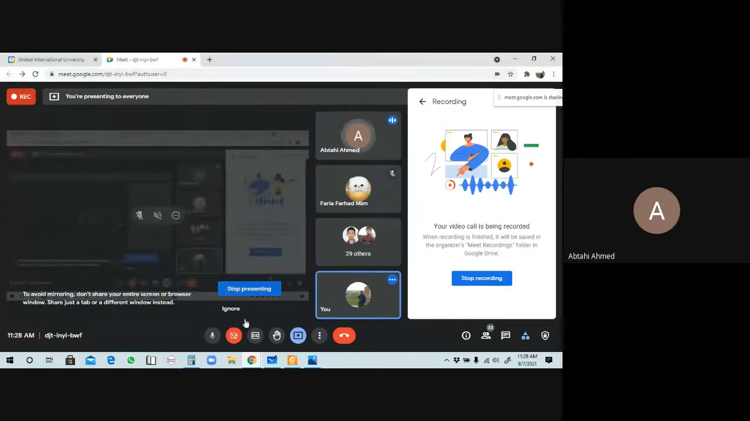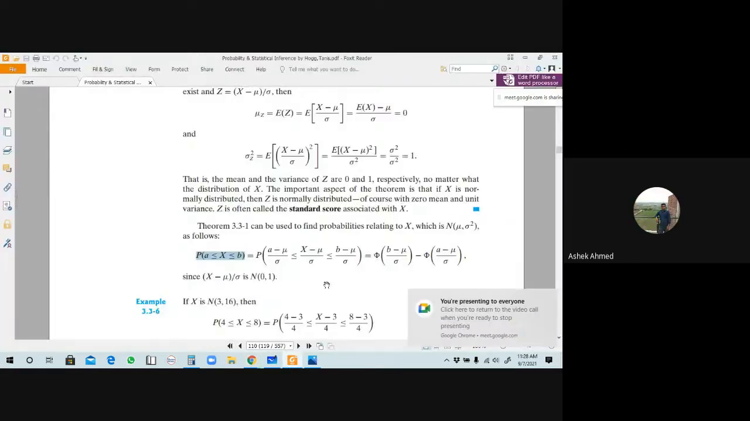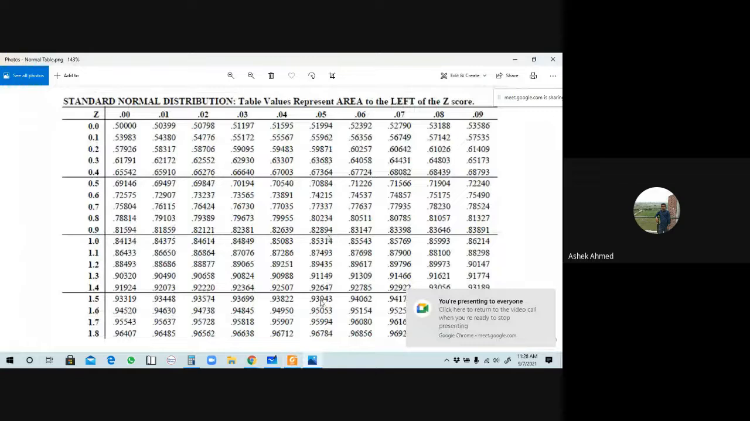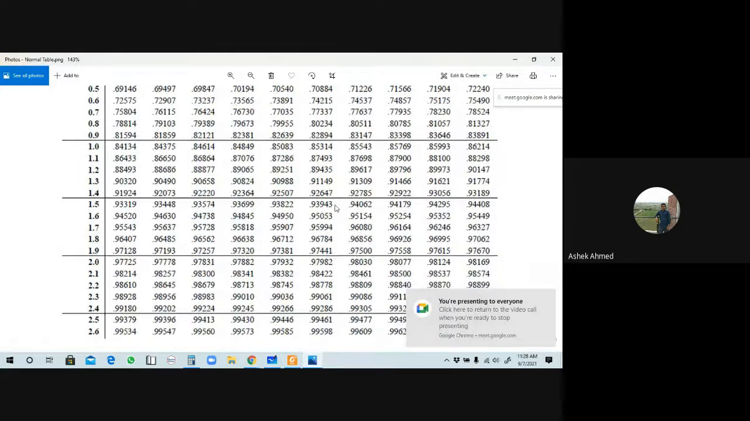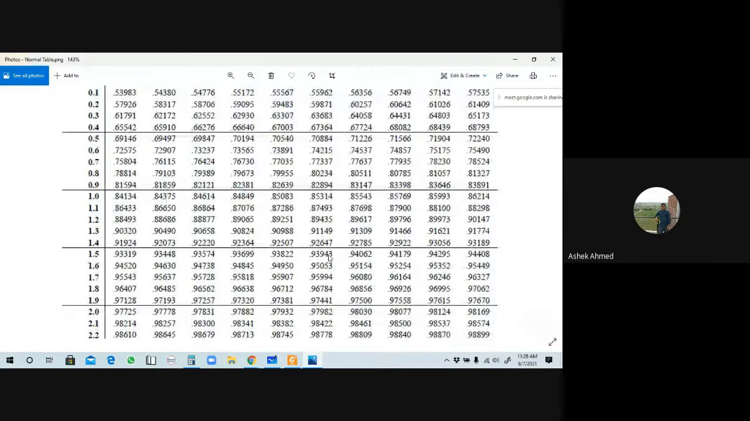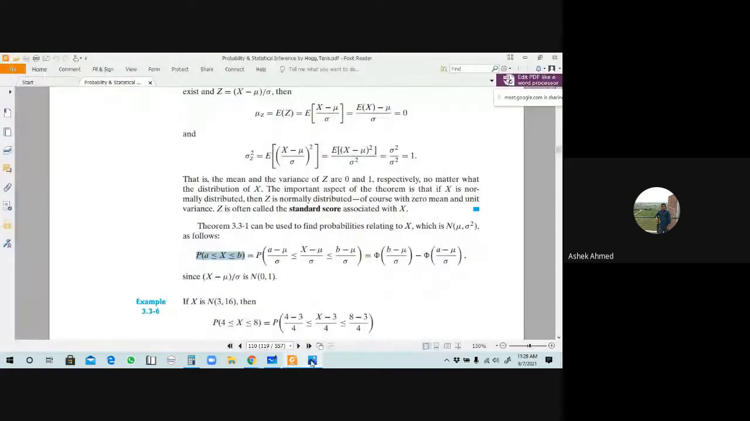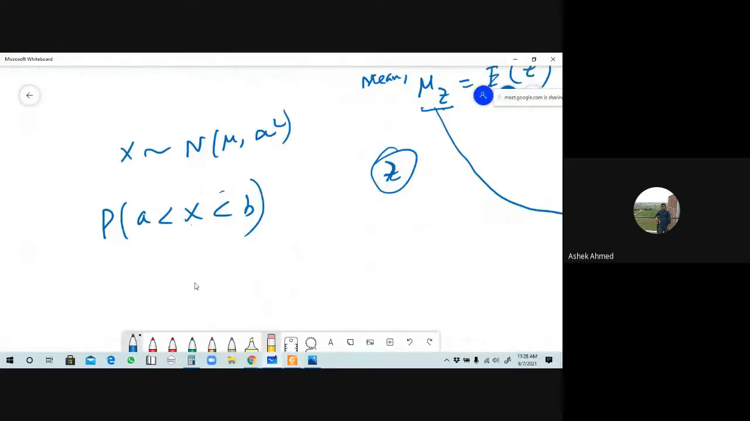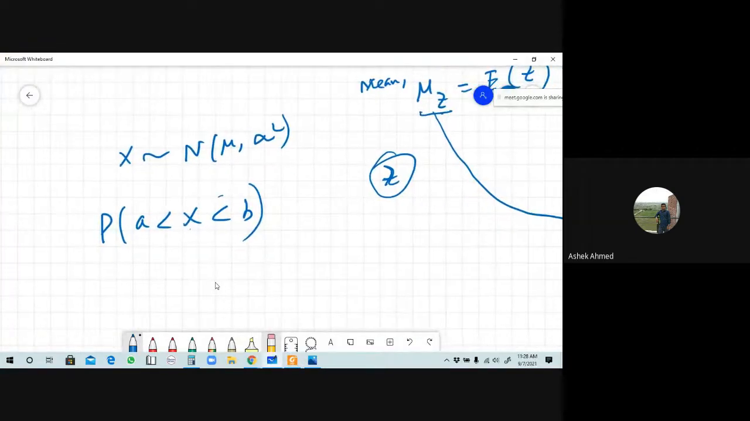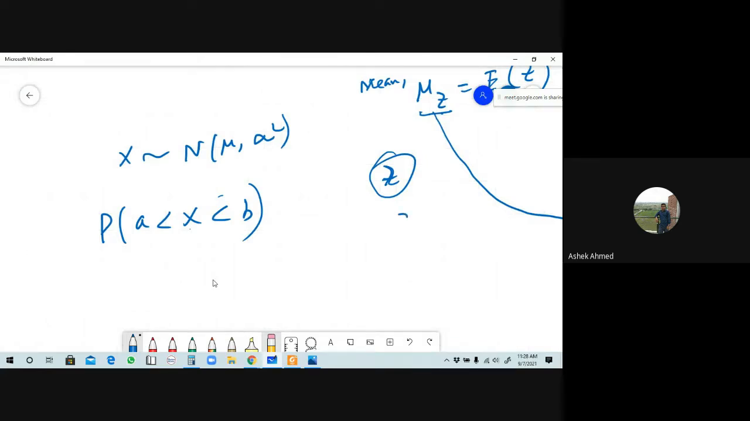Yes, sir. Okay, then what do we have to do? To use the standard normal table, you always have to convert the variable into a standard normal variable. How can you convert this? Okay, in that case you can write, we know that the relationship between z and x, that is z equals x minus mu by sigma. We know this.